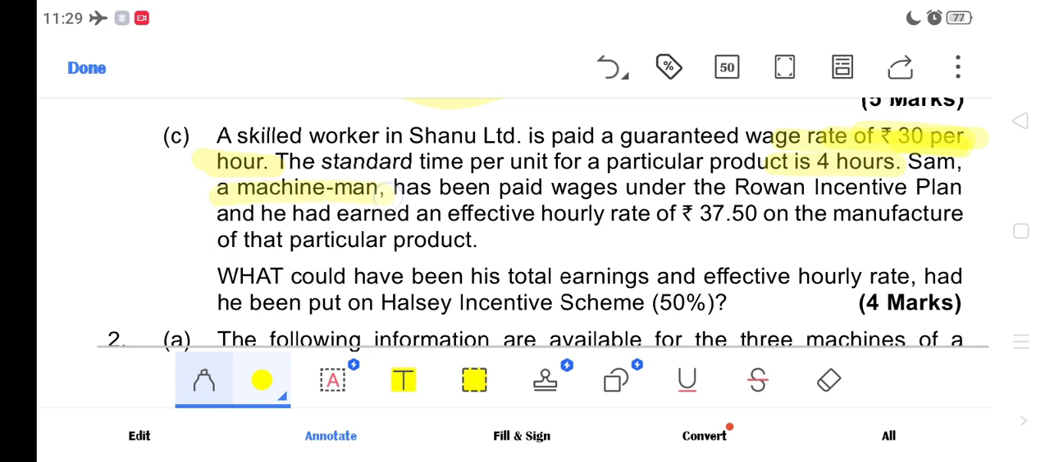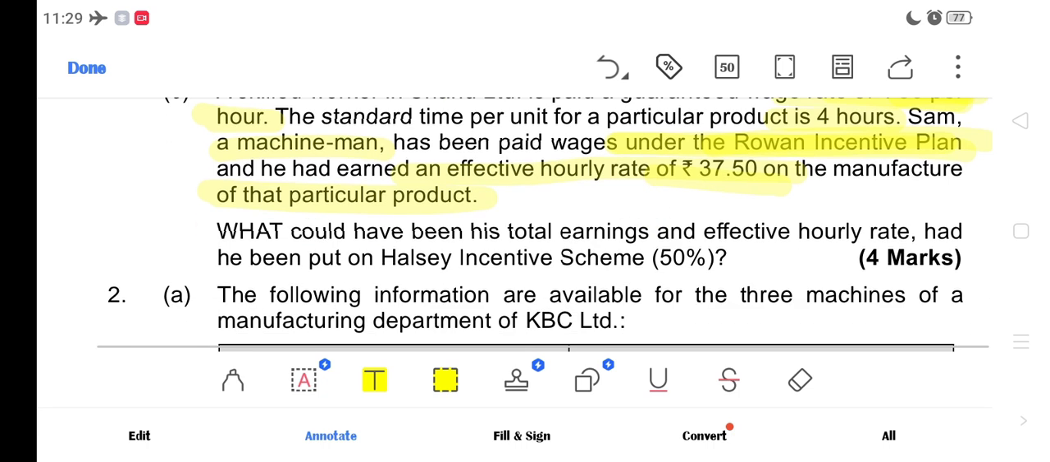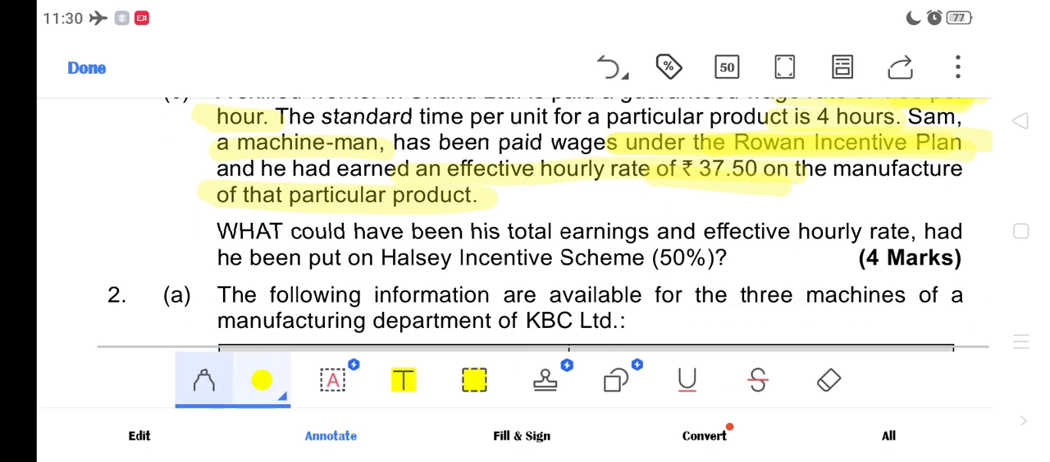So Sam, a machine man, has been paid wages under Rowan incentive plan. There are different methods like piece rate, Rowan, Halsey and all. So this guy has been paid wages under Rowan incentive plan, it seems, and he had earned an effective hourly rate of 37.5 on the manufacture of that particular product. So they have given effective hourly rate directly.